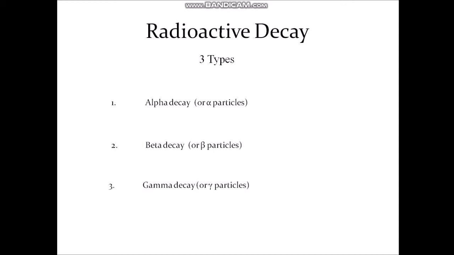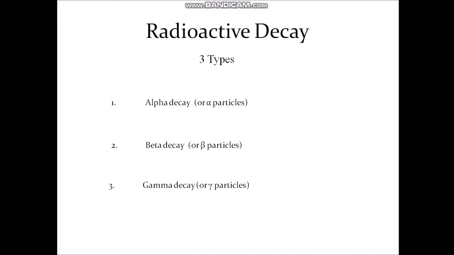Now, what is radioactive decay? We know that radioactivity was discovered by Henry Becquerel and named by Marie Curie. There are three types of radioactive decay. The first type is alpha decay, or alpha particles. The second type is beta decay, or beta particles, and the third type is gamma decay, or gamma particles.